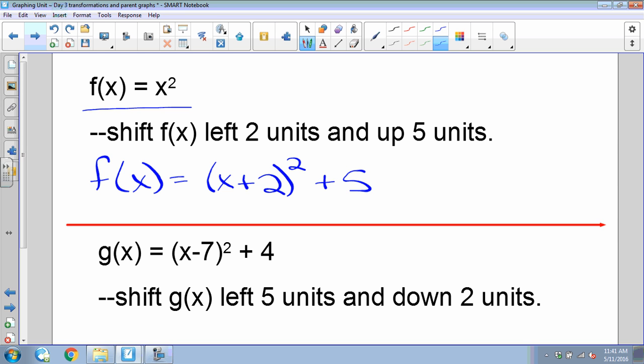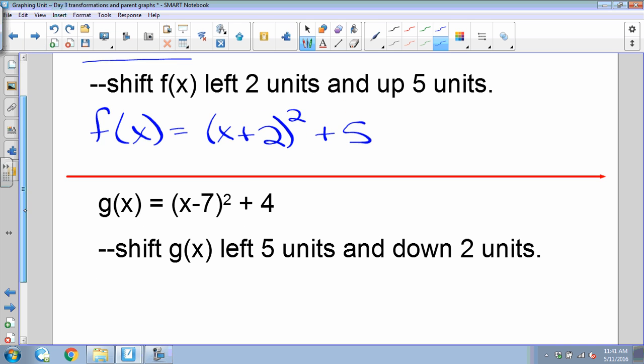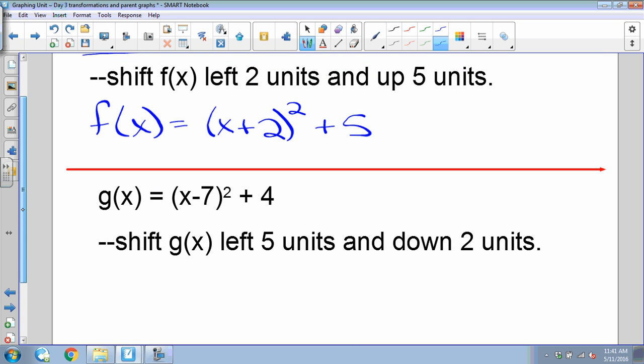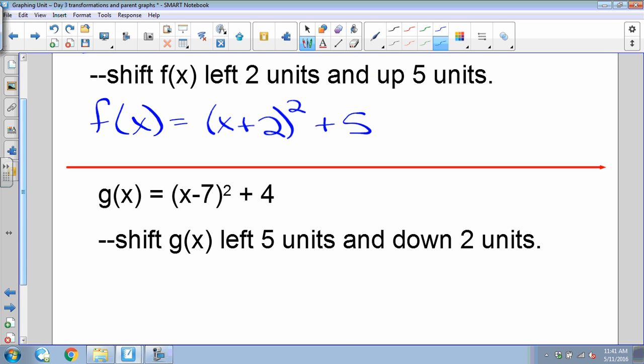Okay? Last one. Here's your function. Granted, it's not a parent function, but it's okay. Take g of x and shift it left 5 units and down 2. This is how it'll be asked on the final exam. You'll have to pick out the new function, where it started here. Where does it end up?